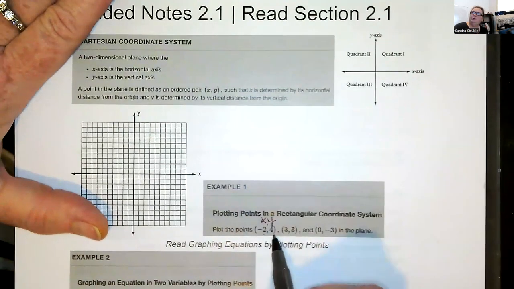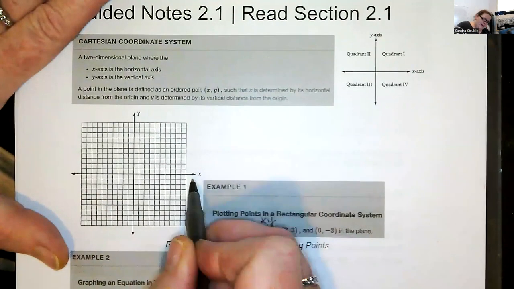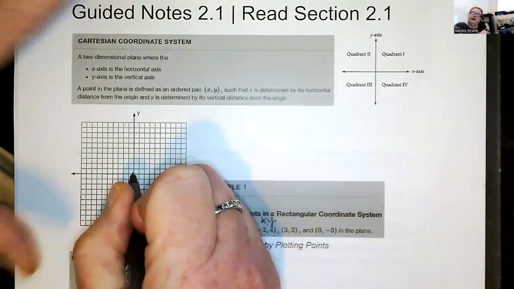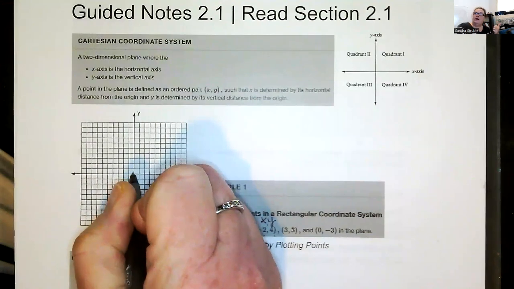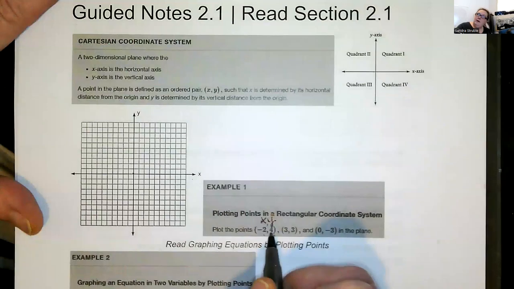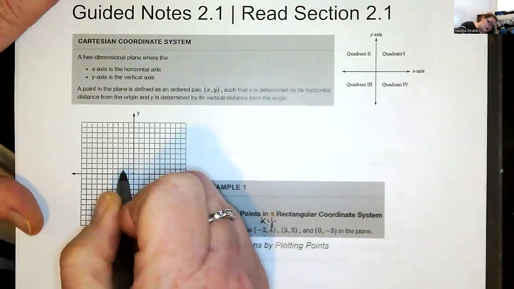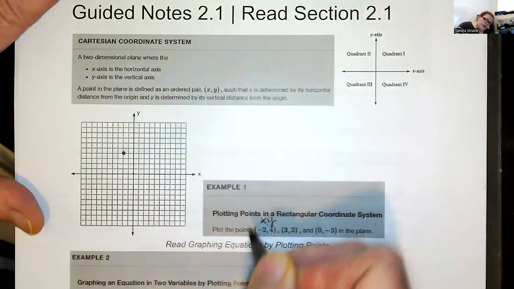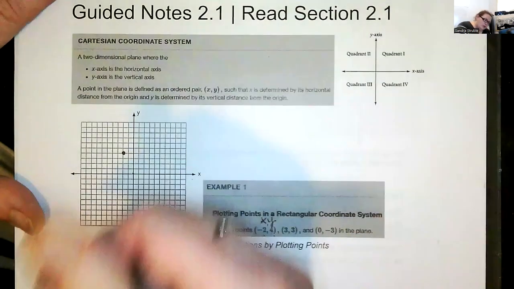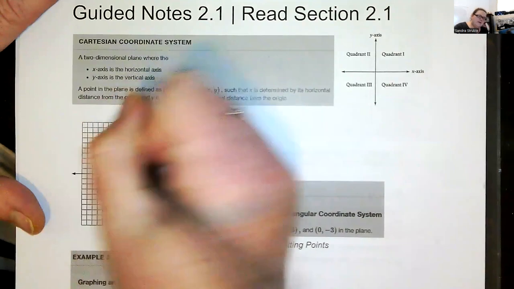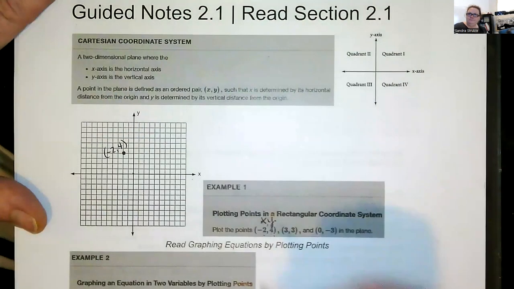So -2, 4. Looking at the x-axis, it's a -2. So from the origin, we're going to go to the left. We're going to dance to the left 2 places. 1, 2. And then we're going to go up because the 4 is positive 4 places. So 1, 2, and then 1, 2, 3, 4. There is our point for that. And we need to label it. Don't just put a dot there. You always need to label what the heck it is. In class, I probably said, name your baby.